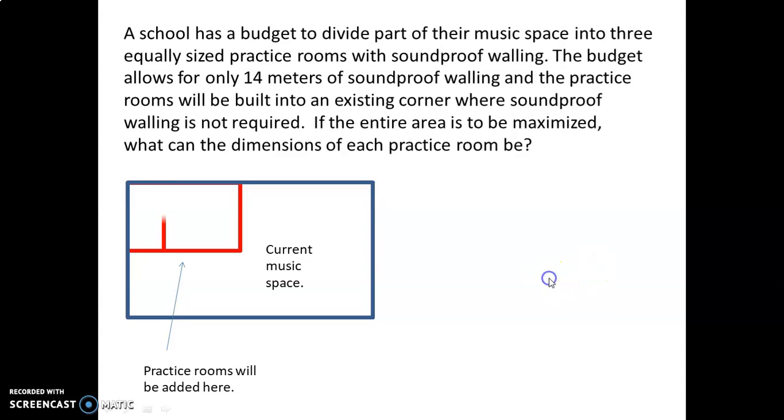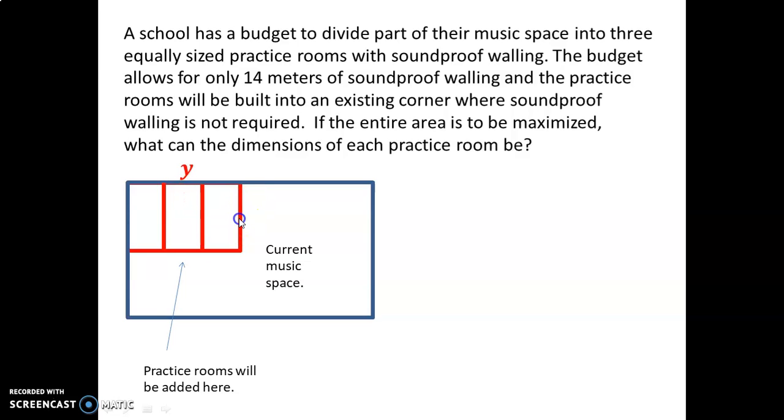Okay, let's see how you did. We're going to create 3 practice rooms, so it's going to be like that. And we have only 14 meters of soundproof walling. And it says we don't need the outside corners to be with the soundproof walling because it's already part of the music room. It already has soundproof walls. We just need to put the walls where the red is.